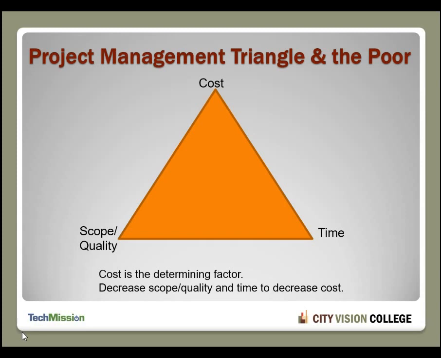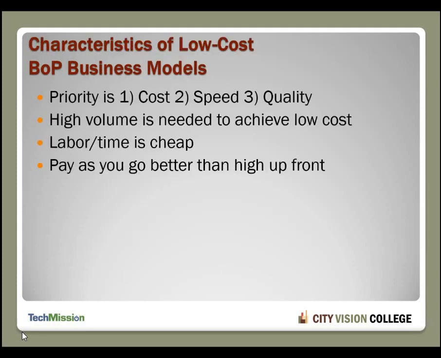The important thing on this, anyone who's been in the business world or project management will have seen this triangle. What's important is the bottom of the pyramid. Cost is the defining factor. So you start saying we have to have a product that the poor can afford, or the bottom of the pyramid can afford, and then you go from there. So the priority usually for the poor is cost, then speed, then quality. Sometimes it varies, and it'll be quality over speed. The other characteristics, you need to get high volume to achieve low cost. And the other thing is that labor and time is cheap.